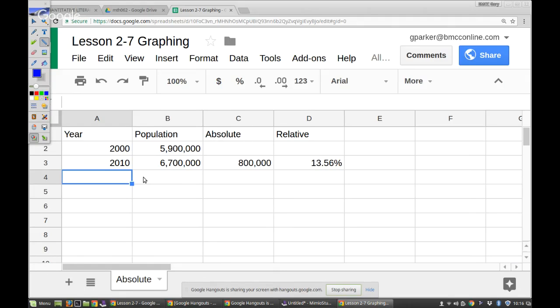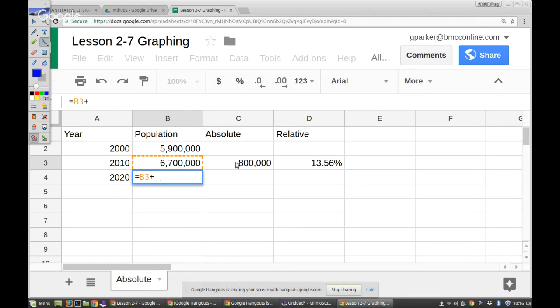Next, we're going to predict the 2020 population. In 2020, we're going to assume that the population is going to continue to rise at 800,000 people every 10 years. So we would just add to the 2010 population that 800,000. I'll write a formula that goes equals, take the 2010 population and add my absolute change. So I just click on those two cells. I go equals, click on cell B3 plus C3. If we assume it continues to go up by 800,000 every 10 years, then those are the numbers I'll get. So now I want the computer to graph them for me.